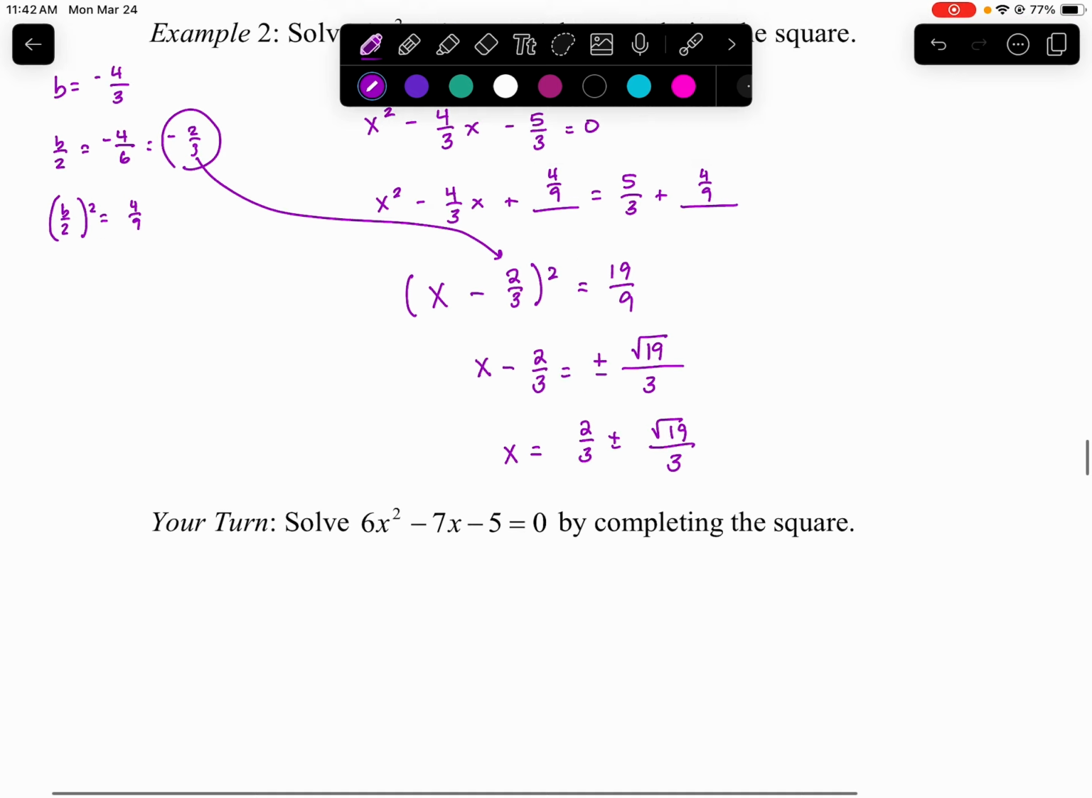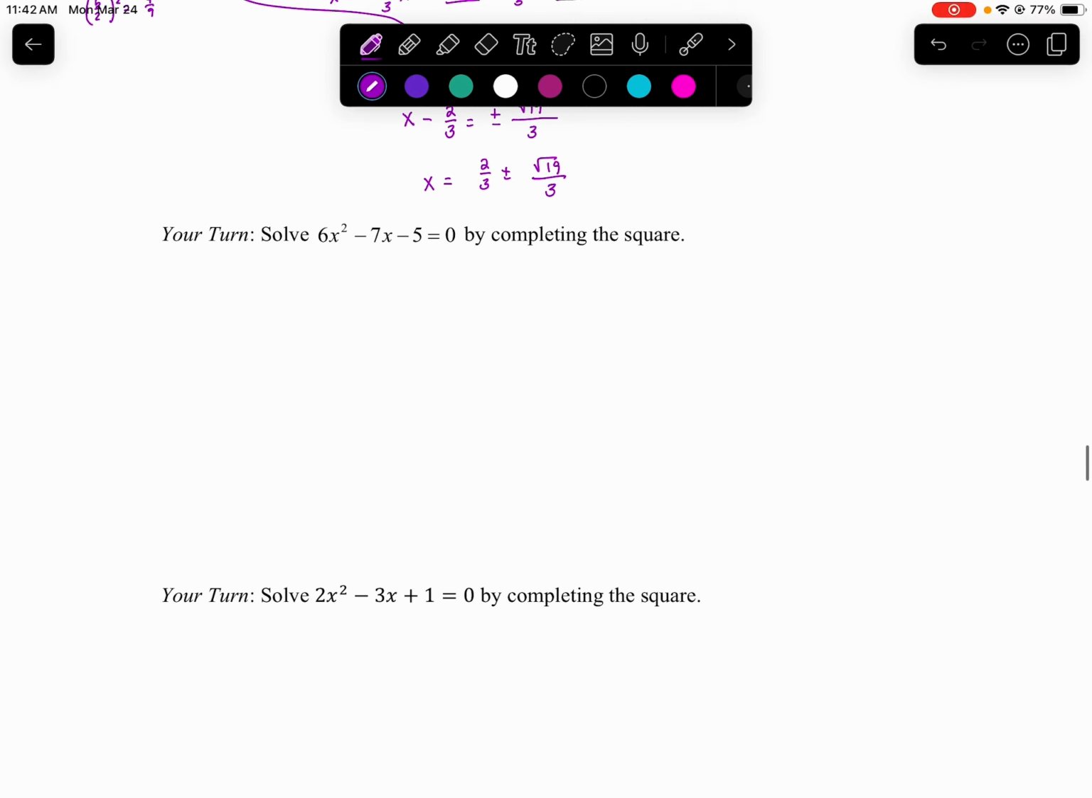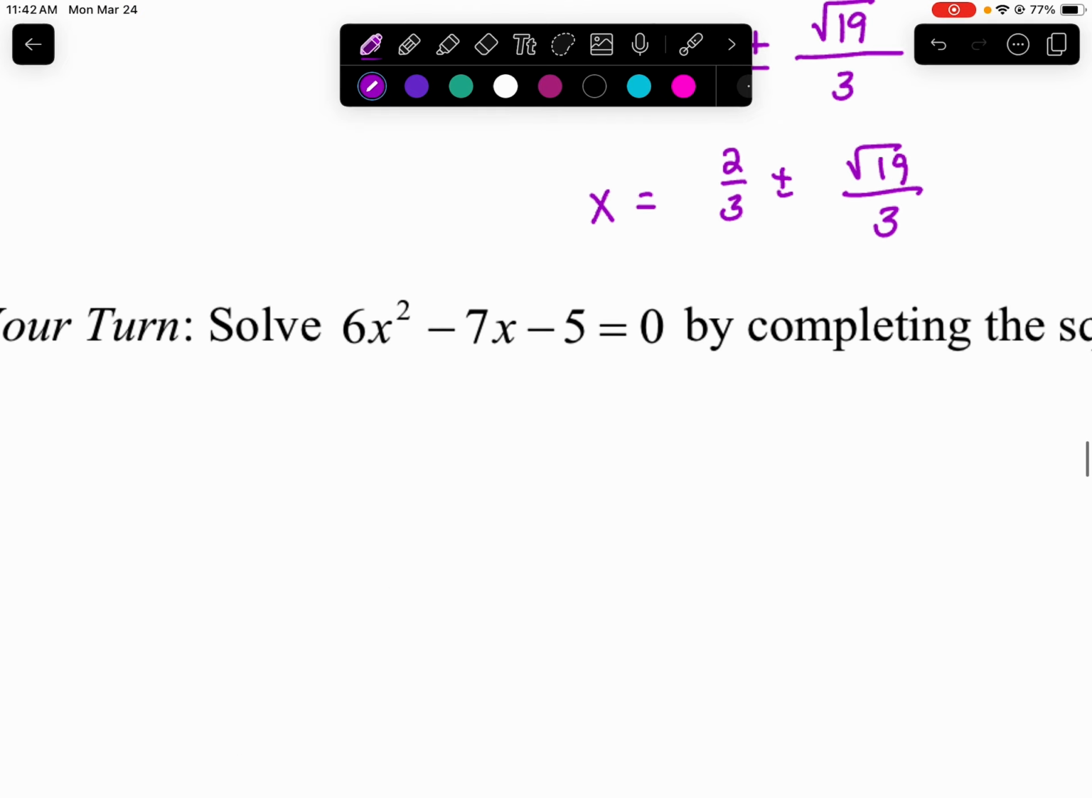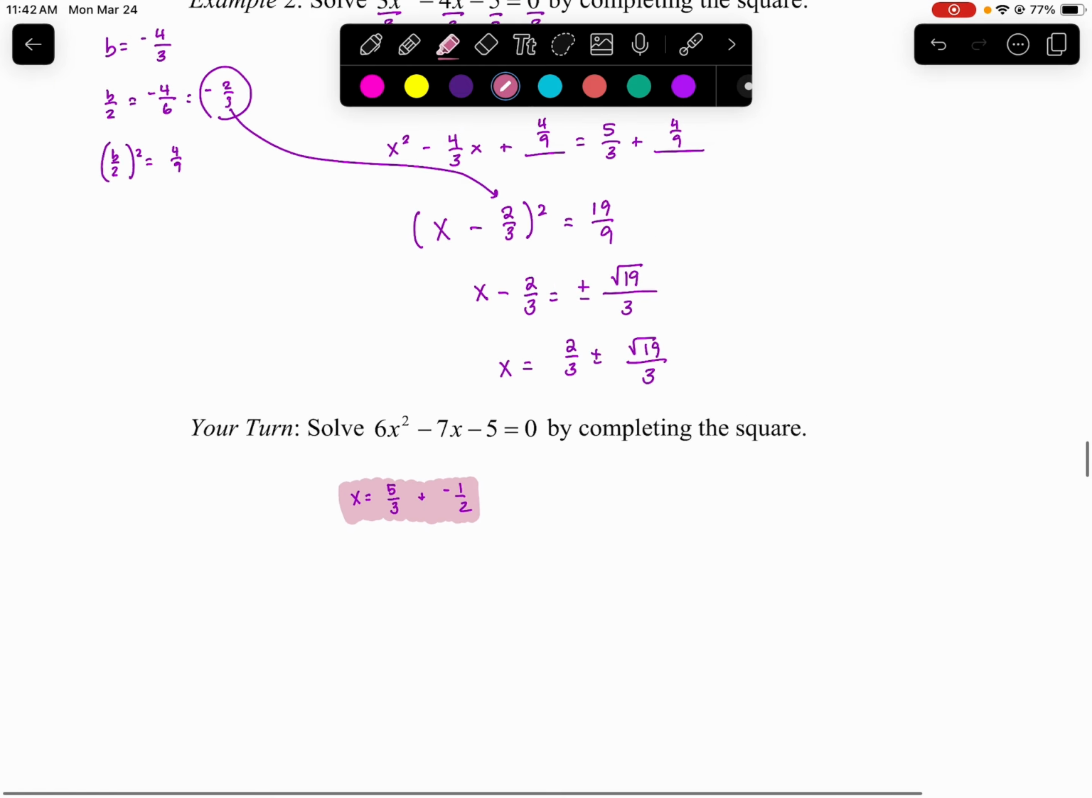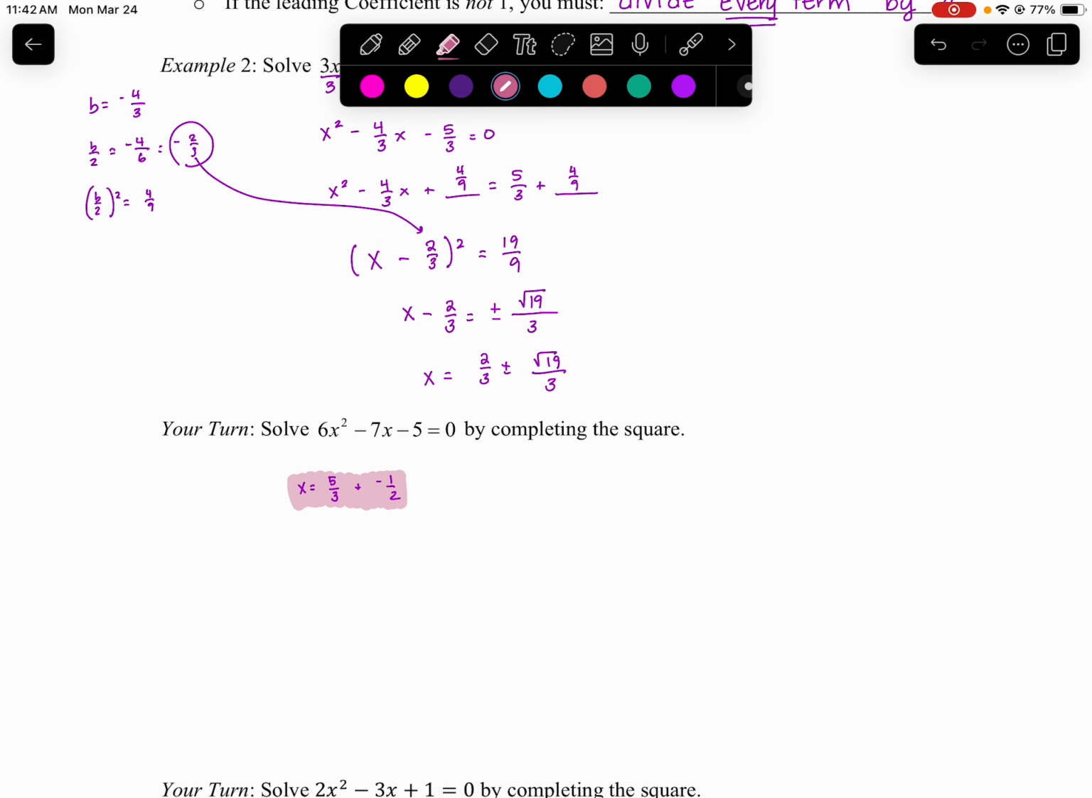All right, so try this last your turn by yourself. We won't do the last one, we'll just do this one as practice, and I will write your 2 answers down for you. All right, so hopefully you got those 2 answers, 5/3 and -1/2.